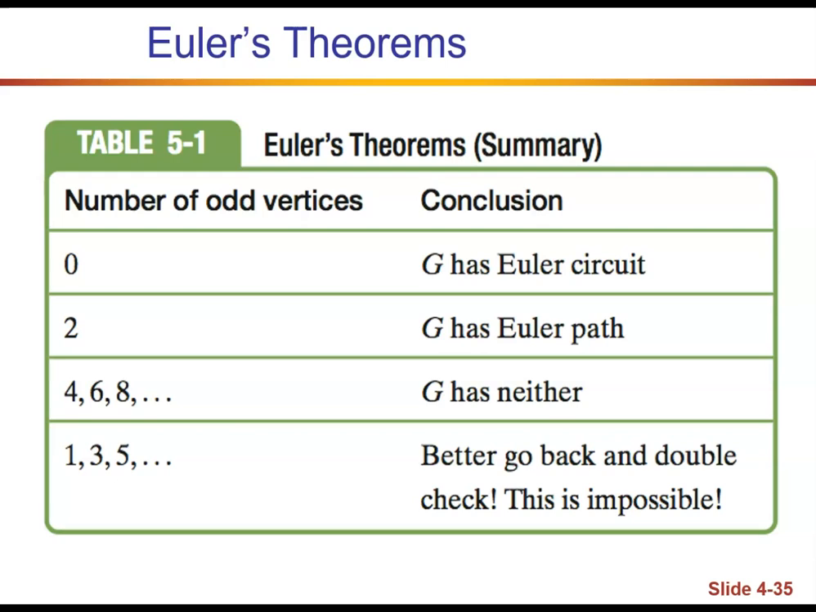then we have a circuit, which we knew, right? All evens. If there are 2 odd vertices, then we have a path. Again, this is nothing new. We've talked about those first 2 things. If the number of odd vertices is an even number, 4, 6, 8, 10, 12, and so on, then we don't have either. If the number of odd vertices is odd, 1, 3, 5, 7, 9, etc., go back and double check, this is impossible. Okay?